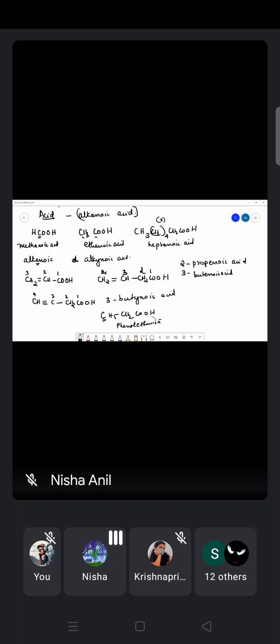Then if it is a branched carboxylic acid, CH3CH(CH3)COOH, so 1, 2, 3, 4, 2-methyl butanoic acid. And if there is more than one substituent, if there is more than one methyl group, we can name it as di, tri, etc.